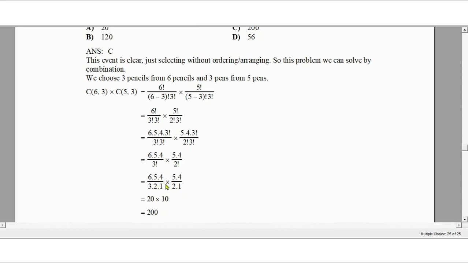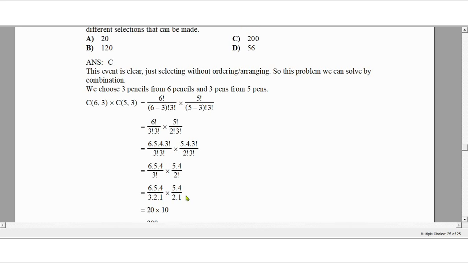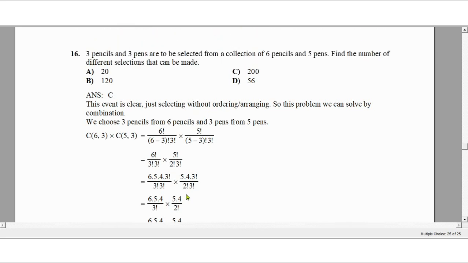If we expand this factorial, you can cancel it then. 6 can be cancelled by 3 times 2 times 1. So remains only 5 times 4, which equals 20. And this one, 5 times 4 is 20 over 2 is 10. So it will be 20 times 10 equals 200. So it will be 200 different selections. So the answer is C.